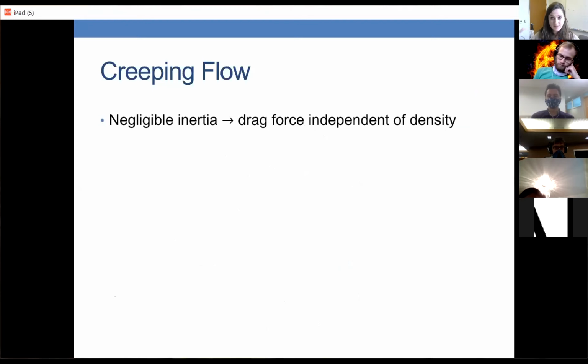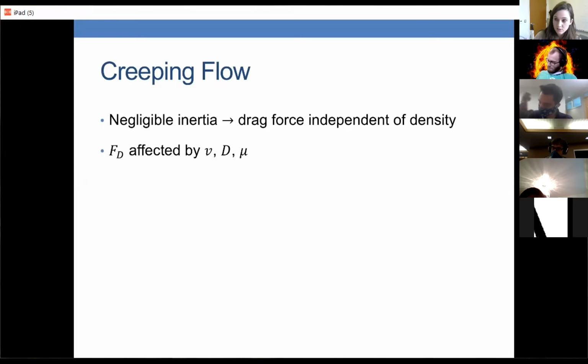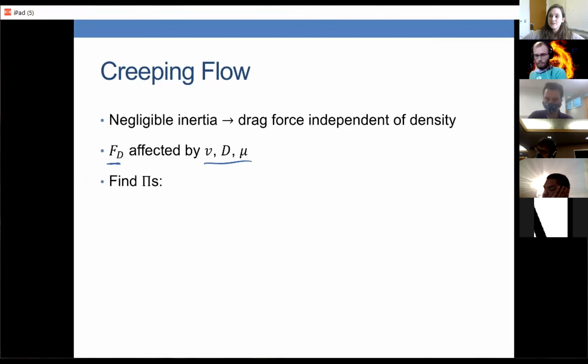So negligible inertia means that the drag force is independent of density. Because we said rho v times whatever your length scale is, that's inertia. So when it gets that small, we can assume the drag force does not depend on the density. And so now, without density, drag force is affected by velocity, diameter or length, and viscosity. So I want you to find the pi's. Tell me how many pi's you think there will be first. 2.